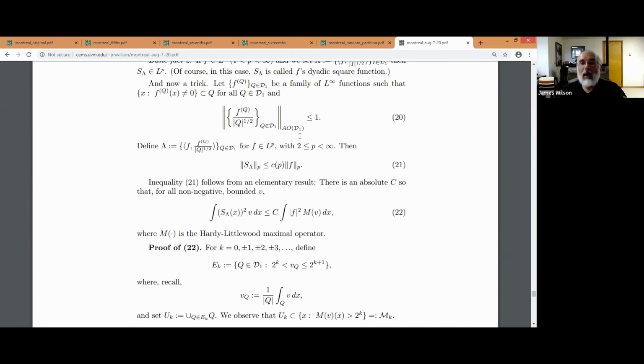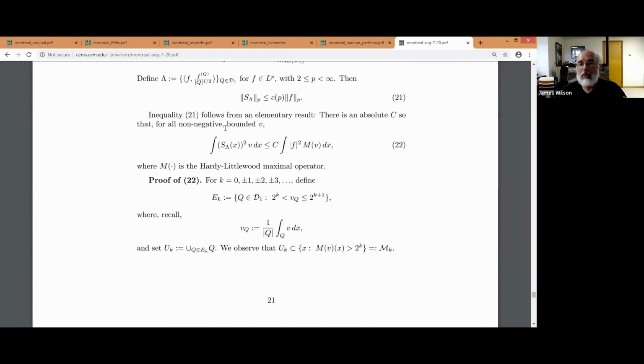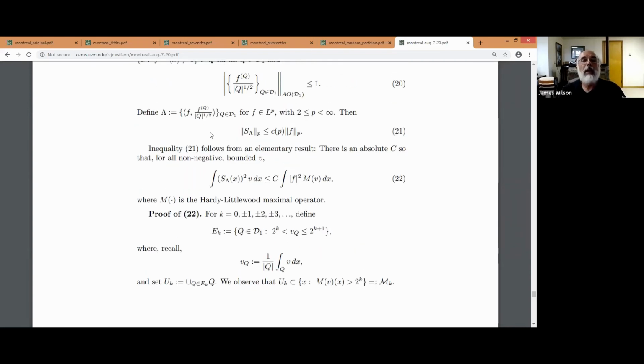Of course this is just tested in L2, but you get this for LP, p between 2 and infinity, and it depends on this elementary result: take the integral of S lambda squared v dx, where v is a non-negative bounded function or L1 function. This is bounded by the integral of f squared Mv. Yeah, f squared Mv. Okay, so if lambda is this, you get this, and it's really easy.